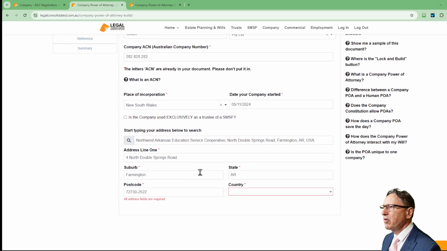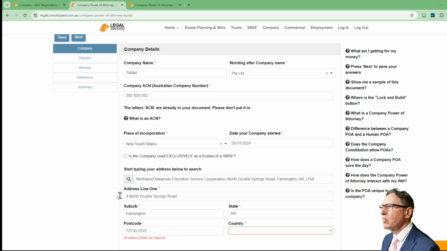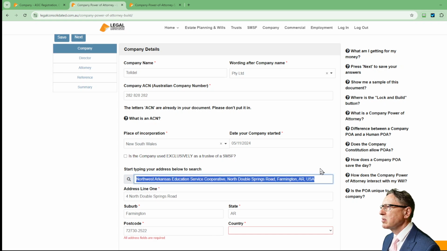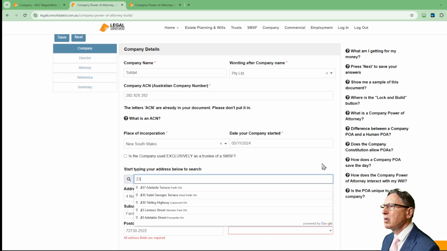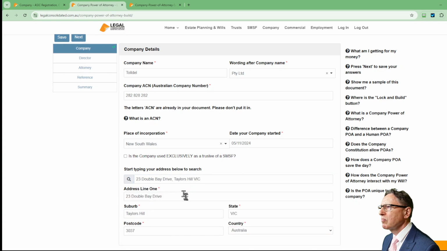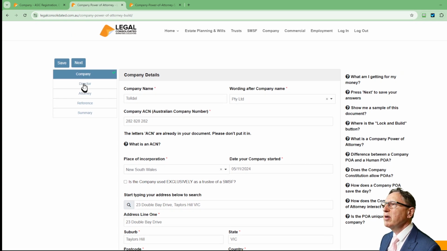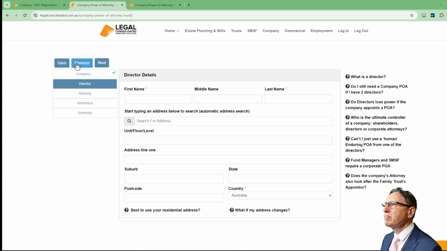So let's have a look. There's the address of the company. It's currently registered in Victoria. Now I've got a green tick. Green tick means that Legal Consolidated is happy. I'm now going to press next.